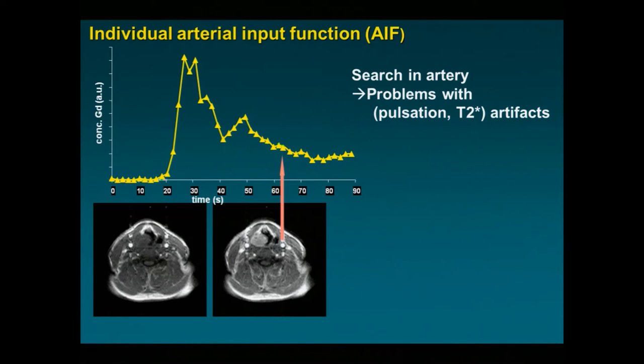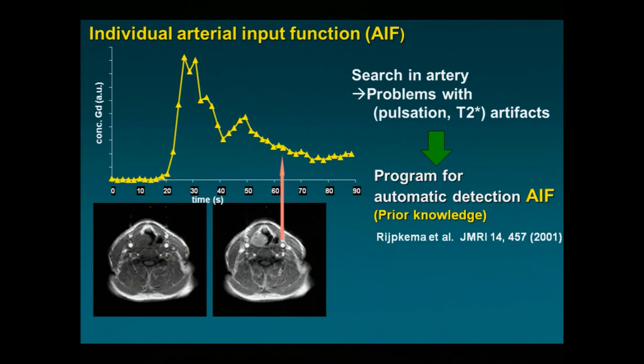So what you can do, you can search for such an artery and pixels in the artery, and the problem that you have is that you can have pulsations, T2 star effects, and so forth. So another approach that we have introduced, but also others have done that in other ways, is an automatic detection software package, which in our situation starts with prior knowledge for how this arterial input function should look like.